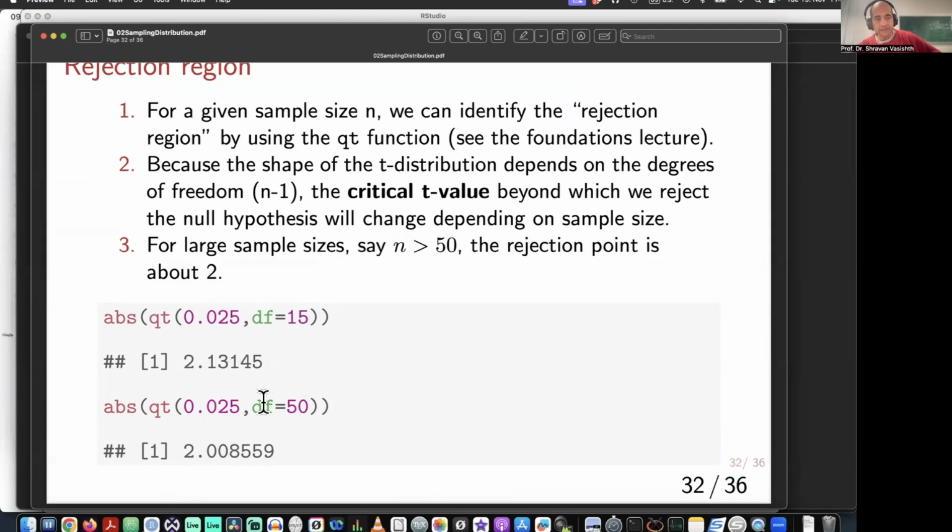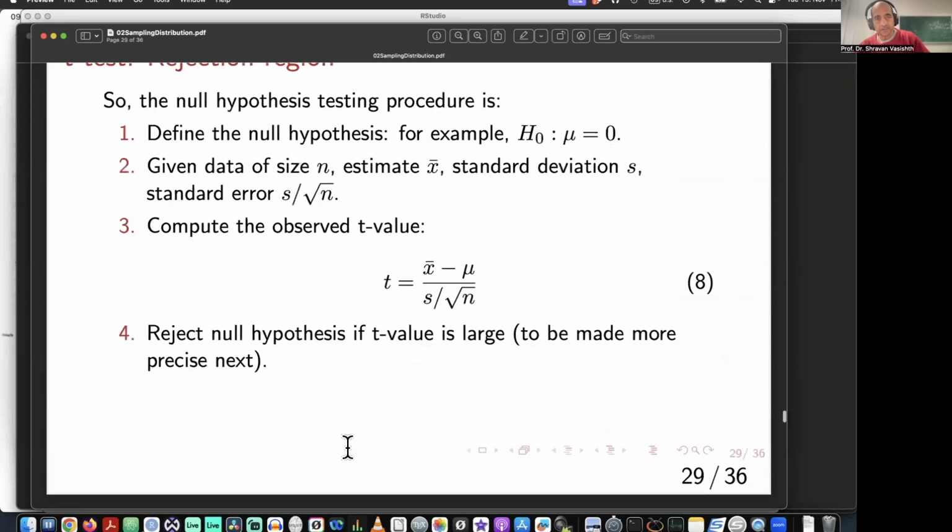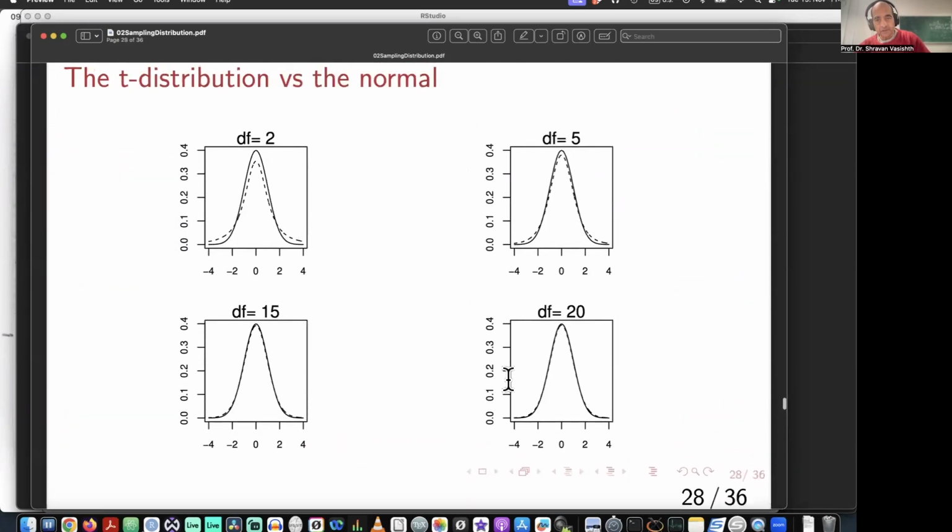If I were to increase the sample size to 51, notice what happens for the same question. Now my critical t-value becomes 2.0. So this makes a lot of sense if you go back to the earlier plot that I showed you, right? The difference between this sample size and this sample size is that the tails are fatter when the sample size is low.